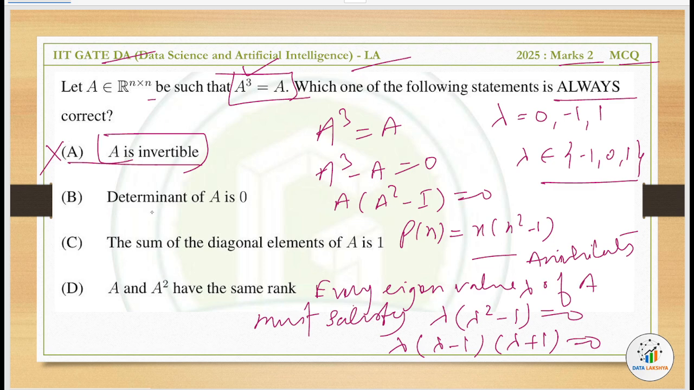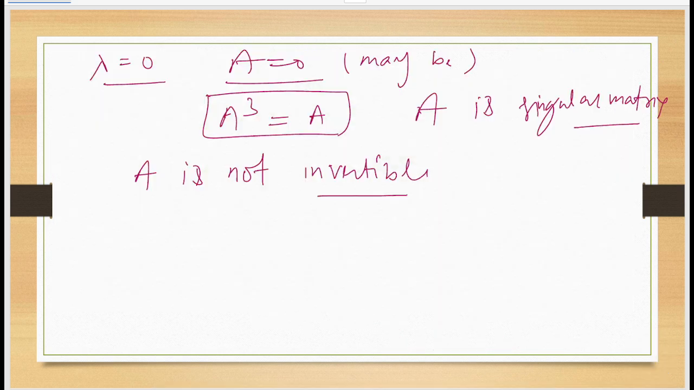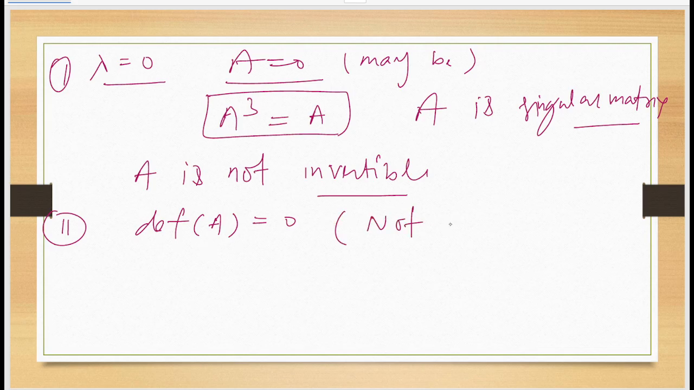Now if you see the second option, B, determinant of A is 0. What does it say? Determinant of A is 0. This is also not always true.